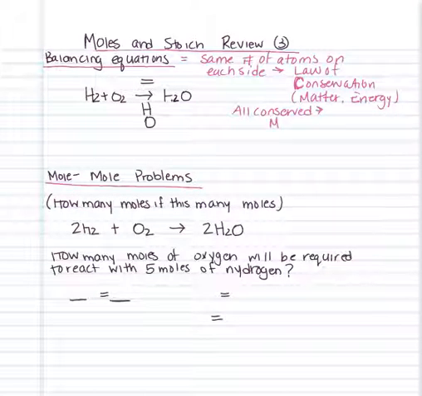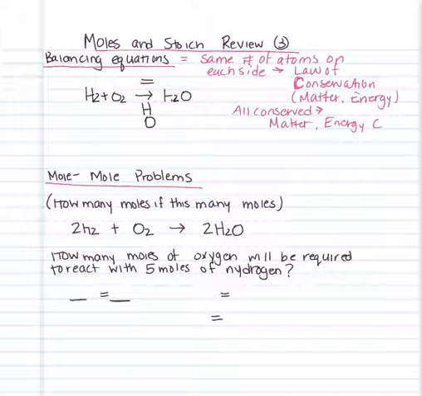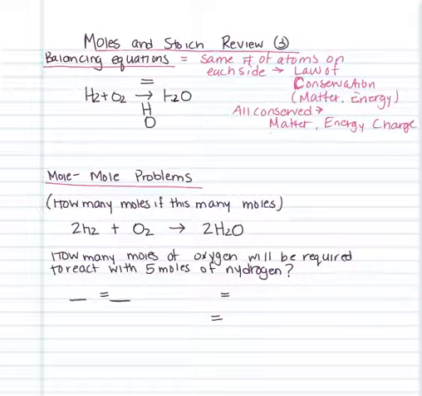And the things that will be conserved will be matter, energy, and charge. Sometimes they say mass, energy, and charge. What we're going to do first is remember that the arrow is like an equal sign. So this arrow says that everything on each side has to be equal.